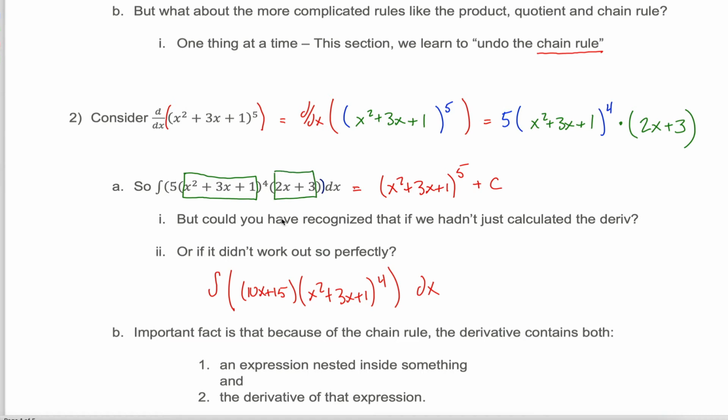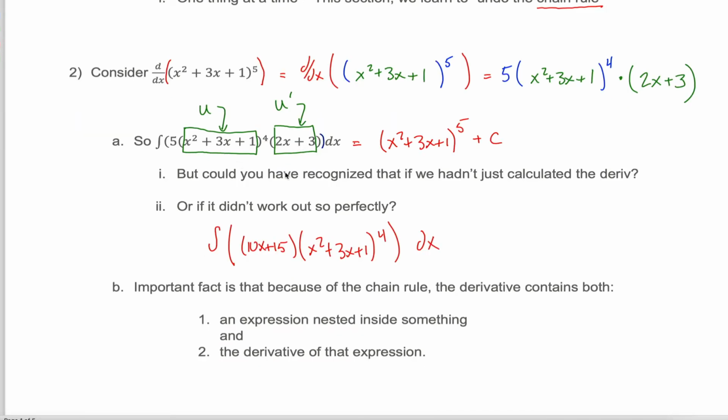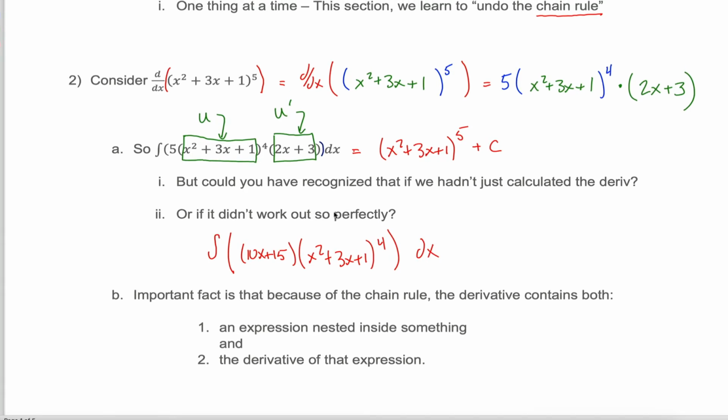The key to using a U-substitution will be recognizing that inside this big mess, I have something, I'm going to end up calling it u, and I also have the derivative of that something, u prime. Wait, why is that so important? Why does it matter that I have a function and the derivative of that function? Well, because U-substitution undoes the chain rule.